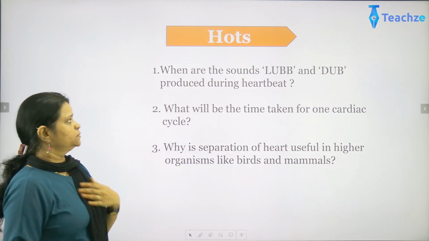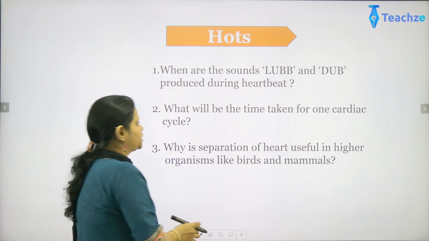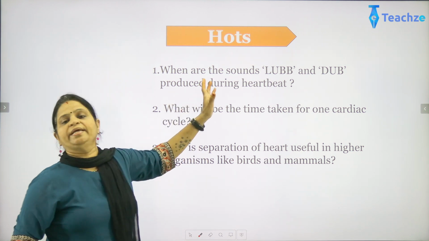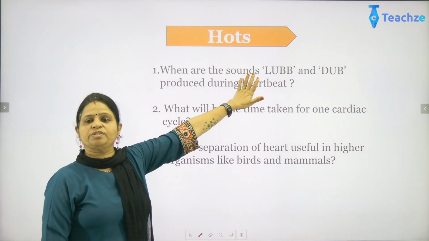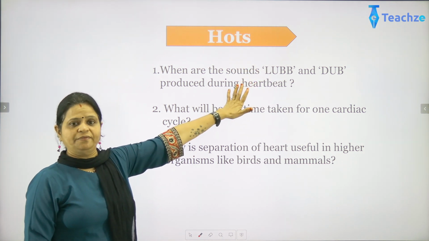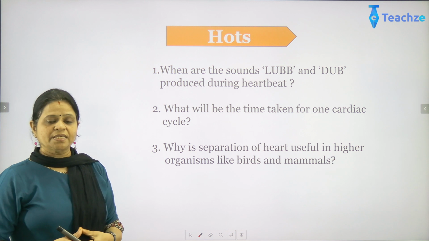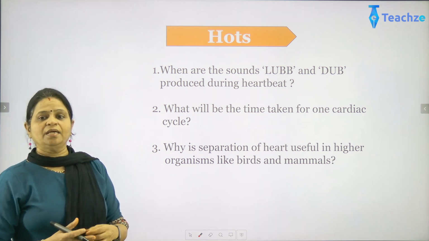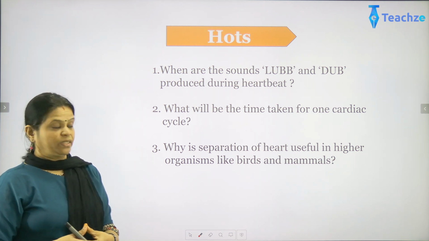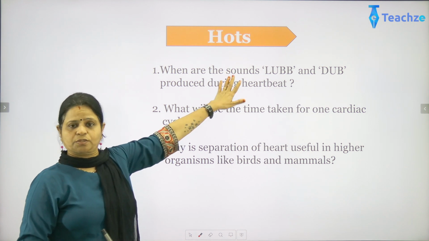Now, first question: where is the lub and the dub sound heard? This we have already understood. The lub sound is at the closing of the tricuspid and the bicuspid valves, and the dub sound is at the region of the semilunar valves, at the pulmonary artery and at the aorta region. This will be the answer for the first question.